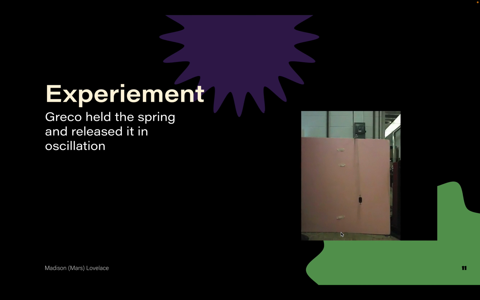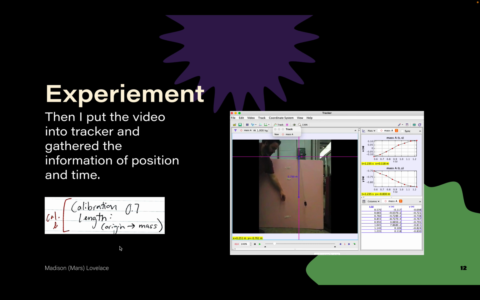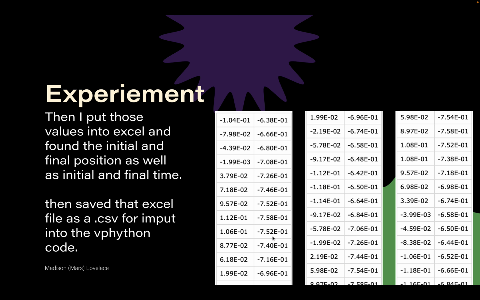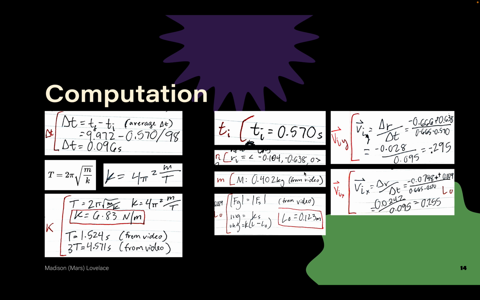Here, with this GIF on the right, you see that the spring is oscillating in an elliptical fashion. And then putting that video of Greco into Tracker, I found all of the values for X and Y position over time for the entire video. And then I put those into Excel and saved as a CSV file to put into VPython.